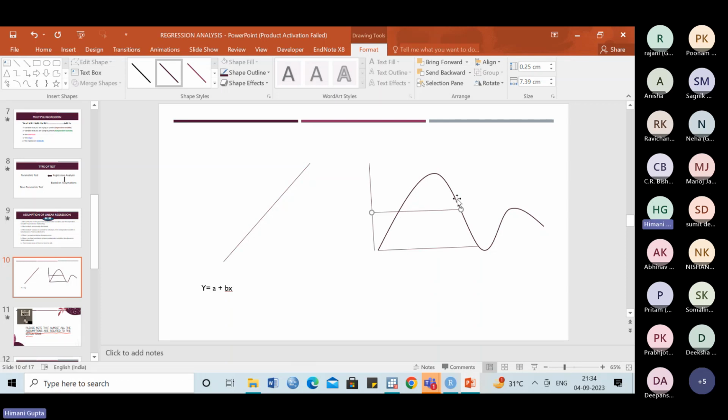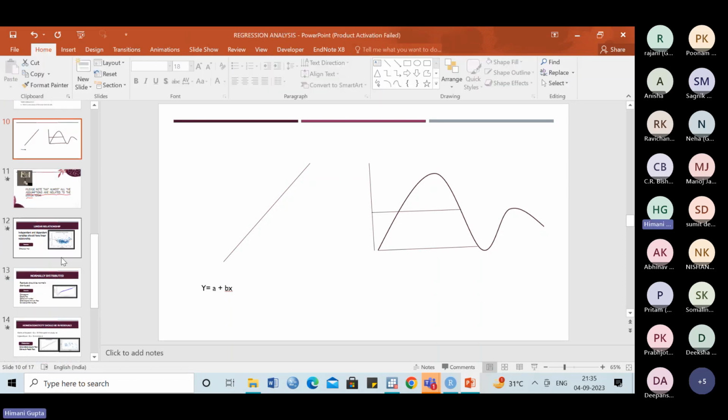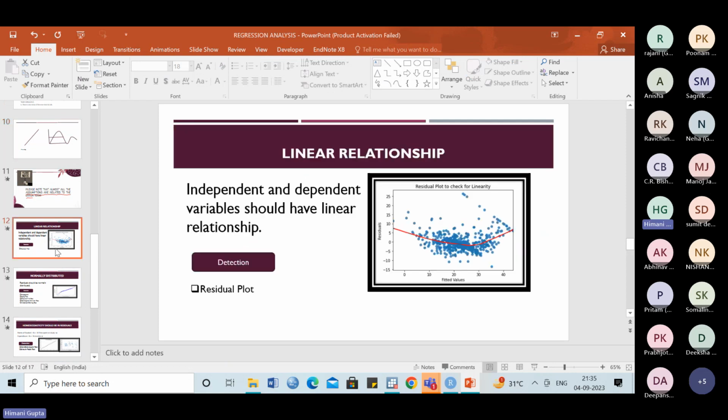We can take cube also. We have learned in maths that the equation can hold a cube also. If cube is there, then there will be one turn and one more turn in your line, in your regression. So it depends on the situation. We have to understand the model that we are going to create. Okay, now let's move on with our assumptions, how we are going to test these assumptions.